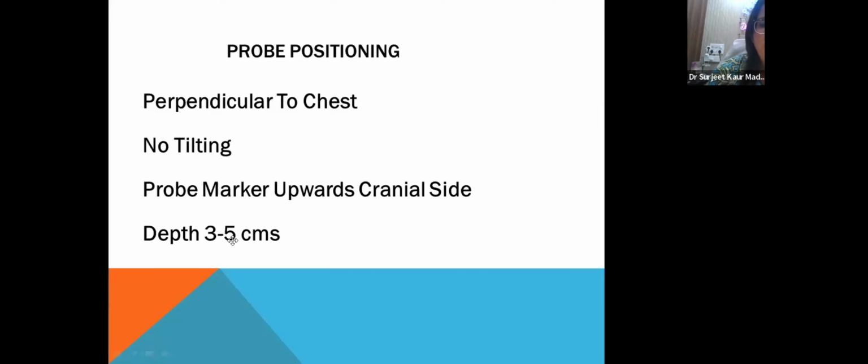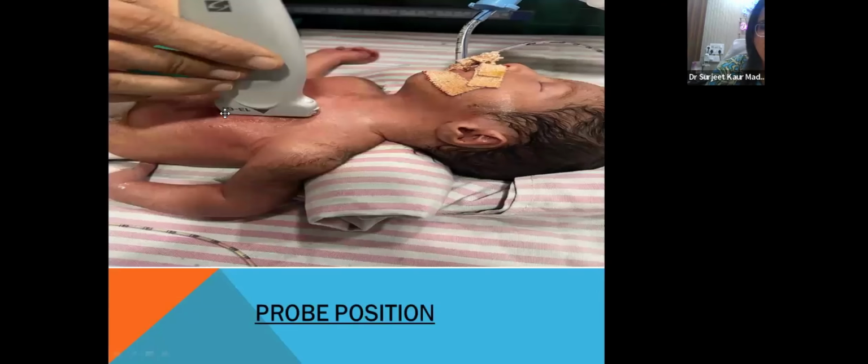The depth should be 3 to 5 centimeters. When you keep the probe, it is kept exactly perpendicular to the chest wall, and the probe marker is on the cranial side. No tilting, no rotation, no sweeping of your probe. If you tilt or angulate your probe, you will get different artifacts, and you might interpret a normal lung as abnormal.